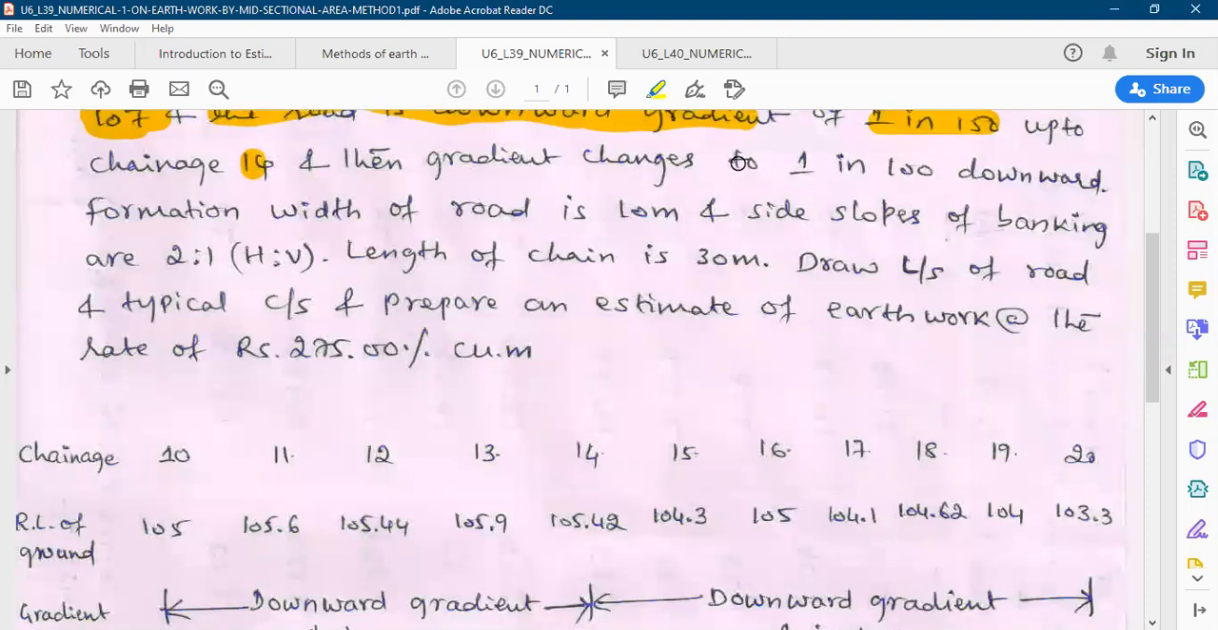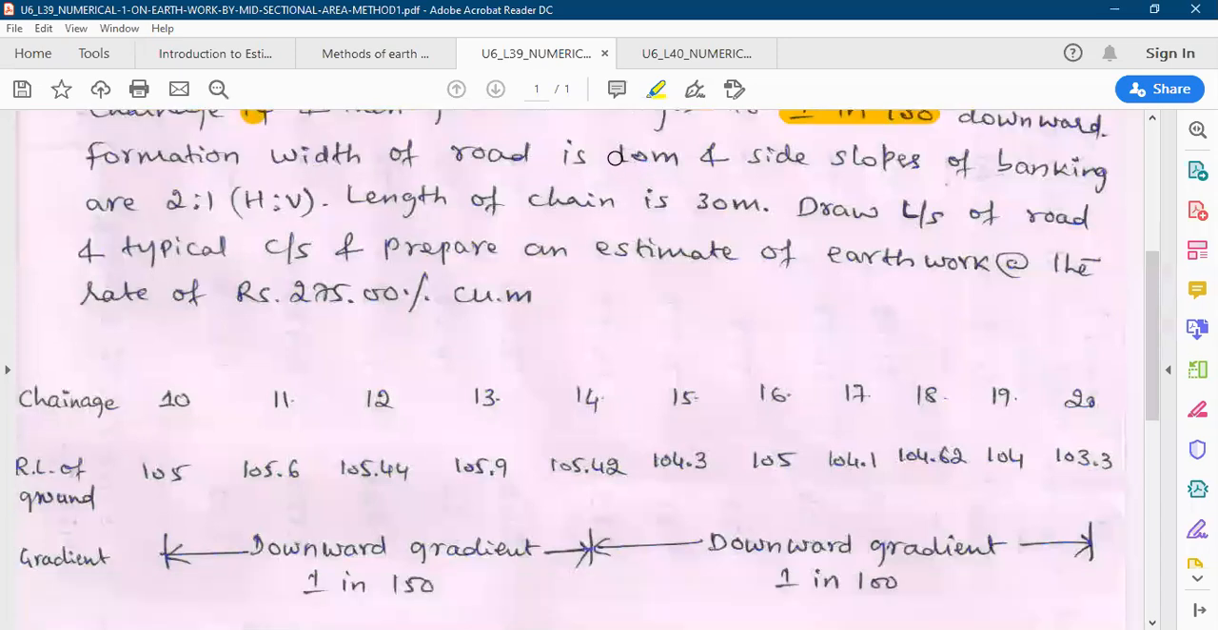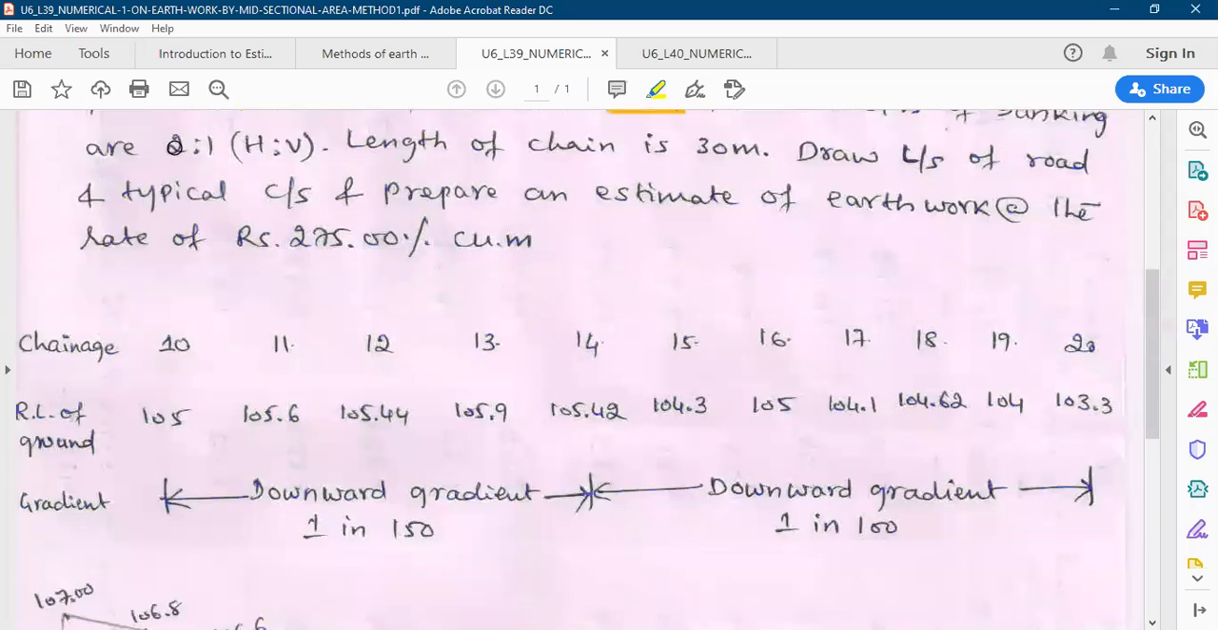Then the gradient changes to 1 in 100, which is also downward in gradient. The formation width of the road is 10 meter, that is capital B in the formula. The side slopes of banking are 2 to 1, that is S to 1. S is 2 here, that is horizontal ratio proportional to vertical. So S is 2 here.